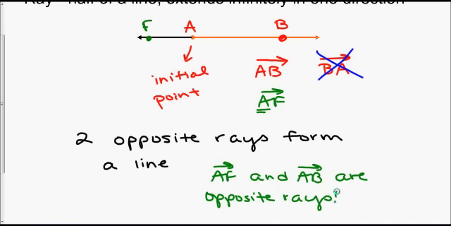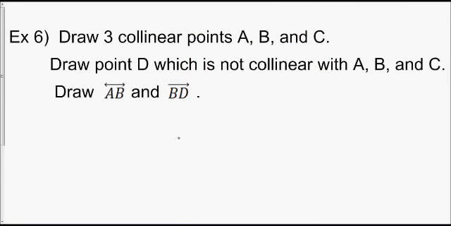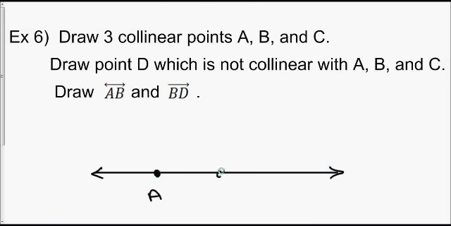Okay. Now we want to draw three collinear points, A, B, and C. The way that I'm going to do that, I'm just going to draw a line like this. And collinear means that they are on the same line, so I'm just going to put 3 points on the line. A, B, C. So those are three collinear points.